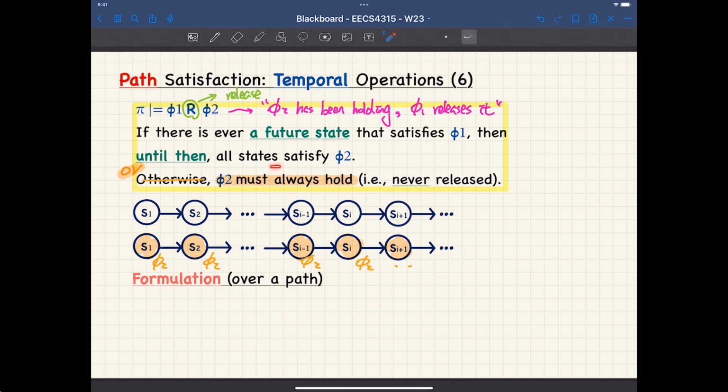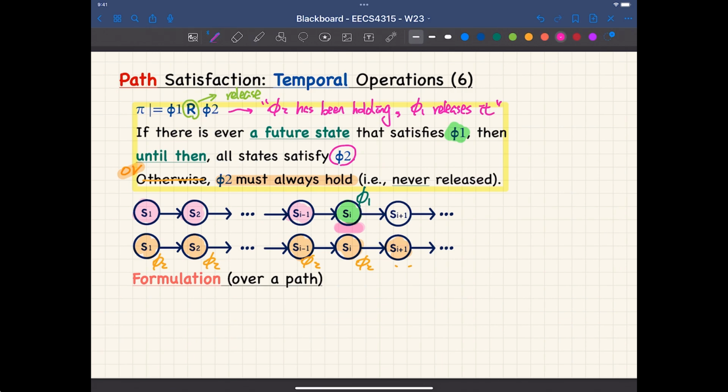What about the first one? So there is some future state that's going to satisfy phi 1. Let's say this is the future state, phi 1. And then, until then, we got phi 2. Okay? And phi 2, if we just do until, for example, it will only cover all the way until i minus 1, right? It turns out for release, you have to include this state as well. That's not exactly until, but by definition. That's why I put this overlay here.